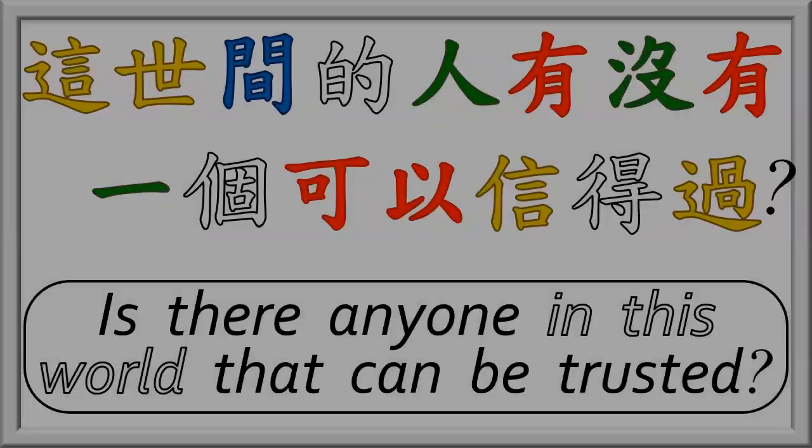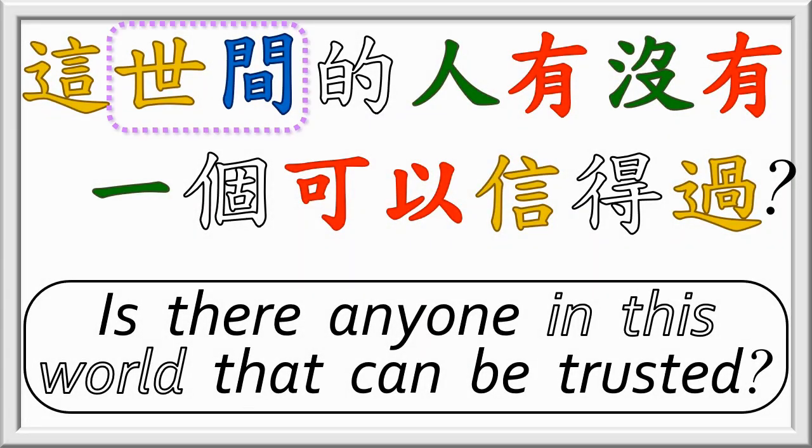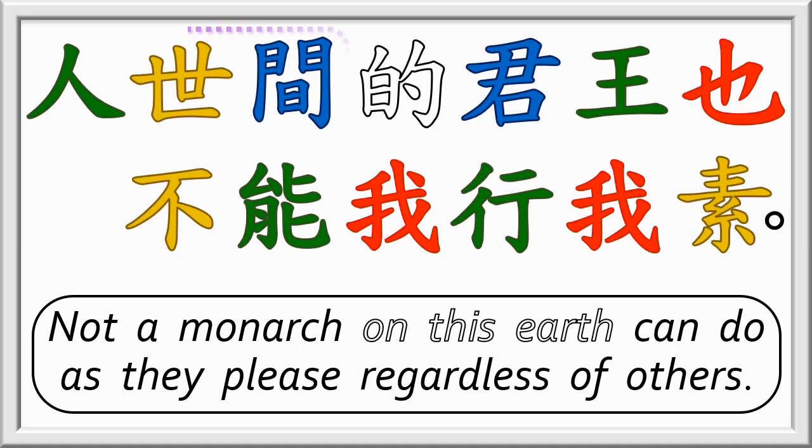If 世界 means the world, 世间 acts as a sort of prepositional phrase. In this world, in this society, down here below. 这世间的人有没有一个可以信得过？Is there anyone in this world that can be trusted? 人世间的君王也不能我行我素。Not even a monarch on this earth can do as he or she pleases with no regard for others.